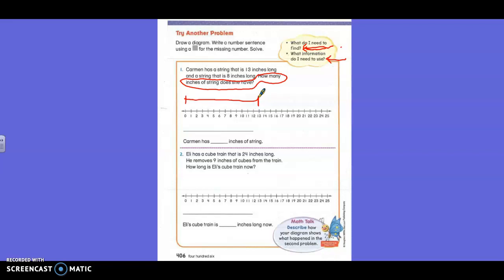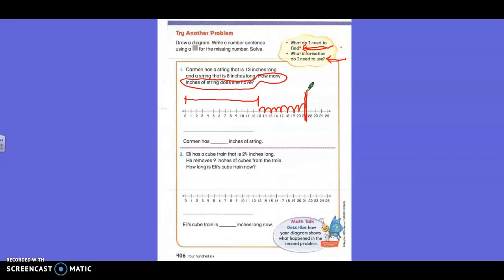Now we have to do our jumping. So what are we going to jump, guys? Forward. We're going to jump forward. Thank you for that word. Forward 8. So start at 13 and jump 8 numbers. 1, 2, 3, 4, 5, 6, 7, 8. What did you end up on? Did you jump? 21.